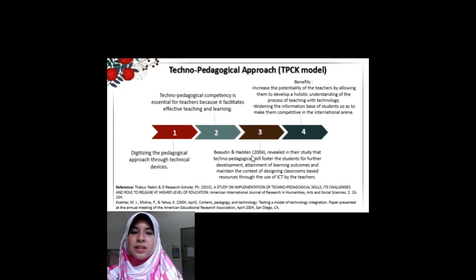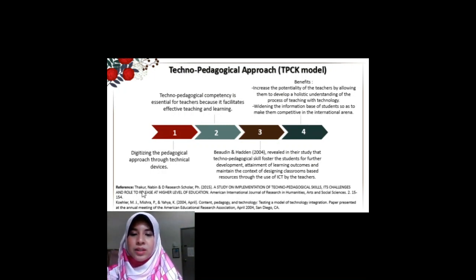Cited from Budin and Haddon 2004, they revealed in their study that techno-pedagogical skill fosters students' further development, attainment of learning outcomes, and maintains the context of designing classroom-based resources through the use of ICT by the teachers. The benefit that teachers and students receive when they implement ICT inside the classroom is that it can increase the potentiality of the teachers by allowing them to develop a holistic understanding of the process of teaching with technology, and also widen the information base of students so as to make them competitive in the international arena.